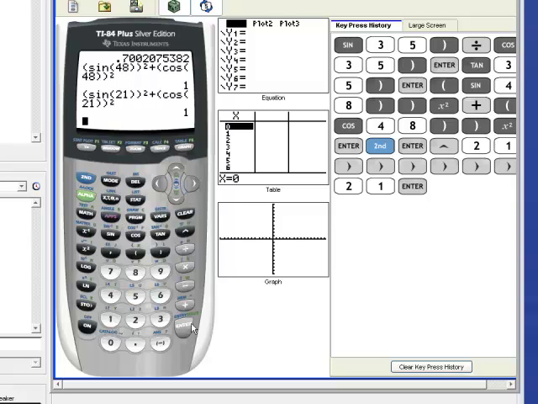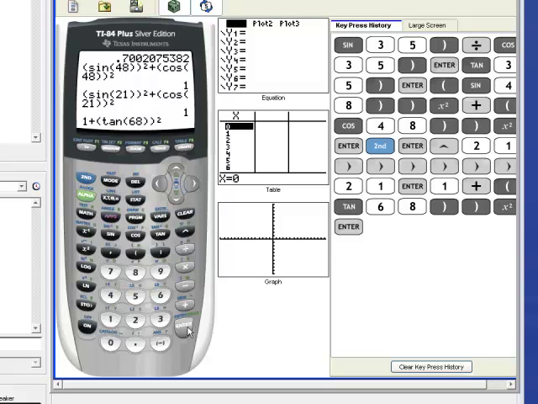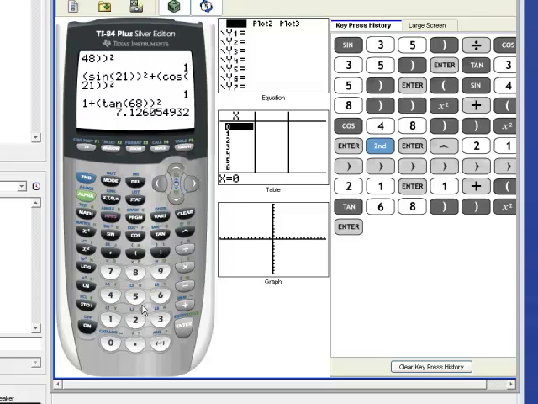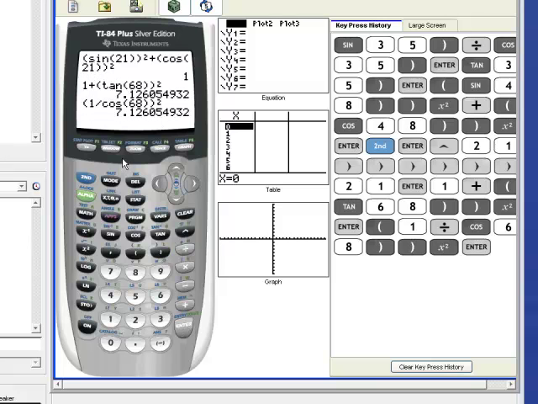One of the other identities was, for example, 1 plus tangent squared, so let's say tangent of 68 degrees, and then we square that, 7.12, and that should be the same as secant squared. So what I'm going to do is parentheses 1 divided by cosine of 68 degrees, and I square that, and we come up with the same result. So again, there's a checking value for this identity.